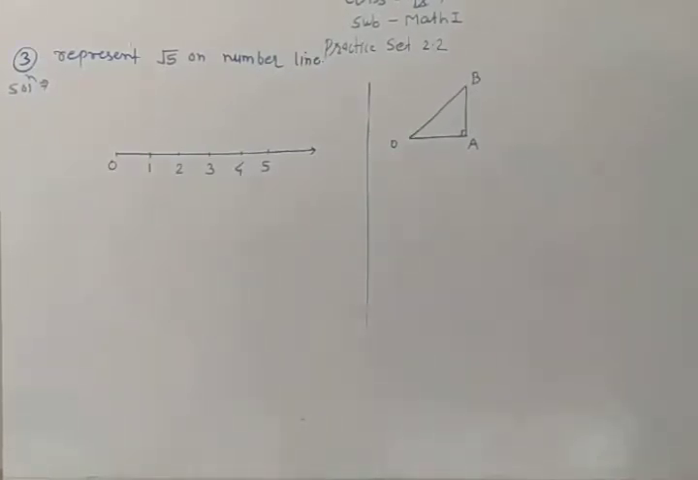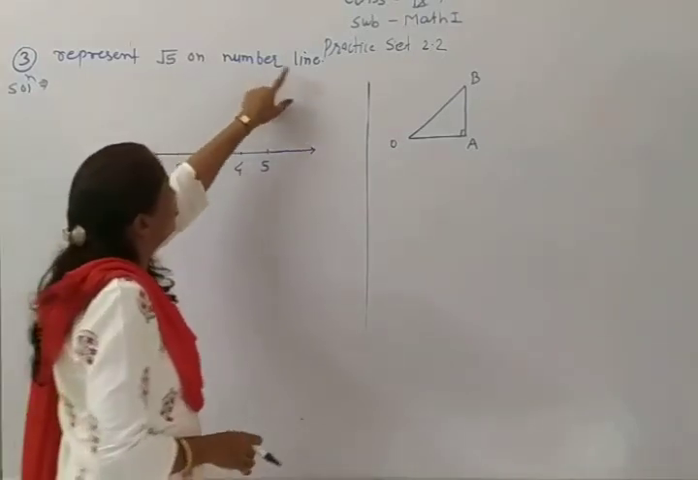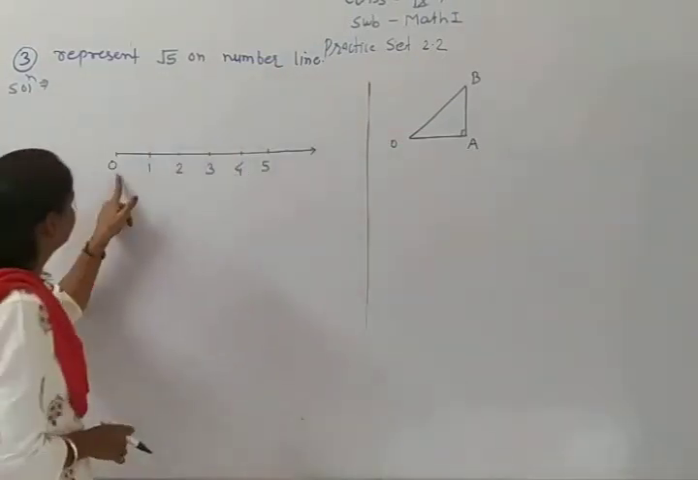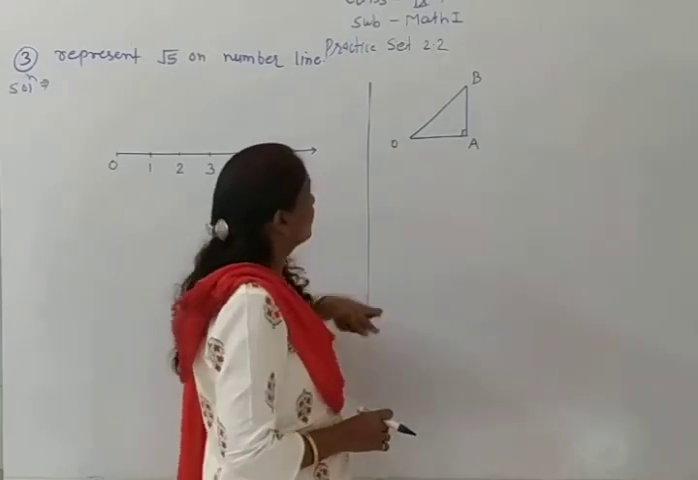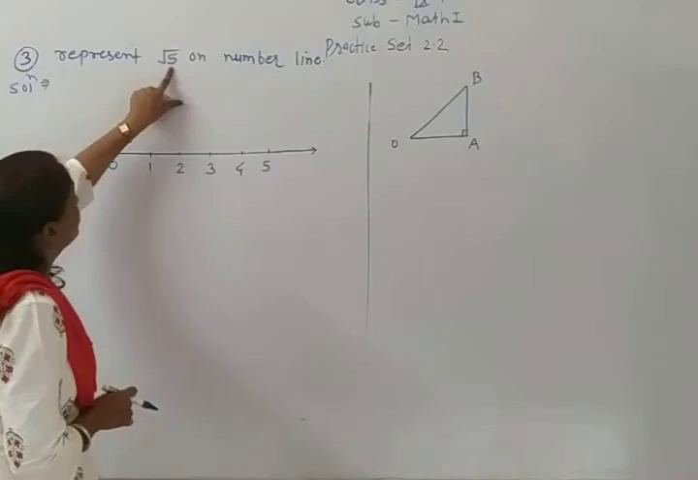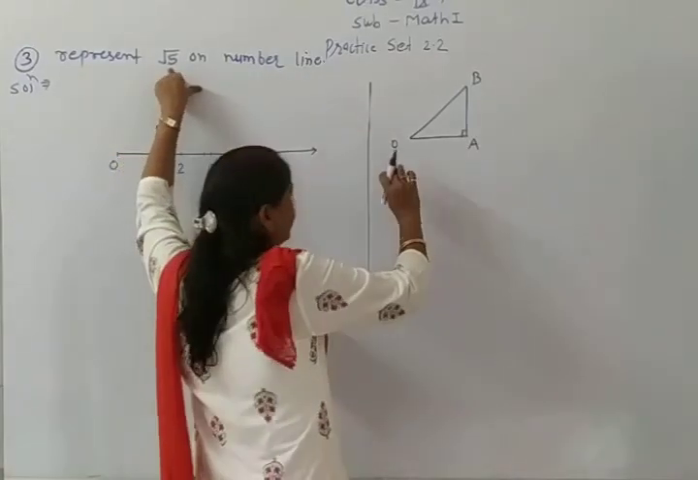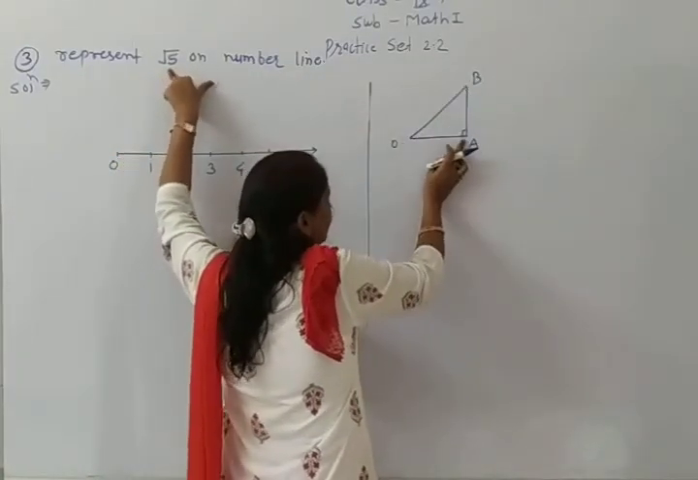Problem number 3, represent root 5 on the number line. Okay, this is the number line 0, 1, 2, 3, 4, 5 and so on. Then this is our right angle triangle. Let us assume that root 5 is a hypotenuse. Let us consider that OB is a hypotenuse, angle A is 90 degrees.